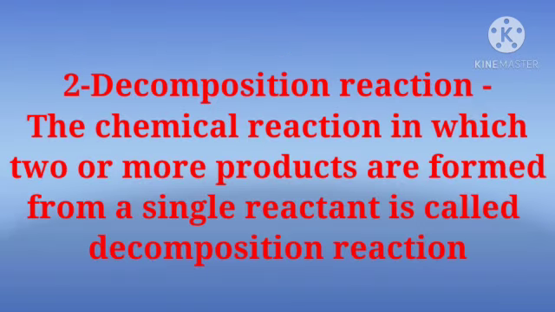Let's see the second type of chemical reaction, decomposition reaction. All of you see the definition. The chemical reaction in which two or more products are formed from a single reactant is called a decomposition reaction. In other words, we can say that the reaction in which there is only one reactant giving rise to two or more products is called a decomposition reaction.